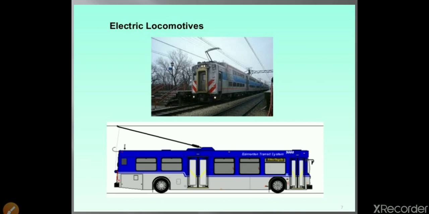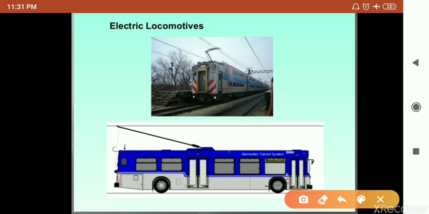Here are two diagrams showing electric locomotives. Locomotives means the engine which is taking power from the overhead wires shown in the diagram. By using the pantographs or the current collecting gears, your train locomotive, that means your engine, is taking power from these overhead wires. Overhead wires carry the supply which may be AC or DC depending on the type of electric traction system.